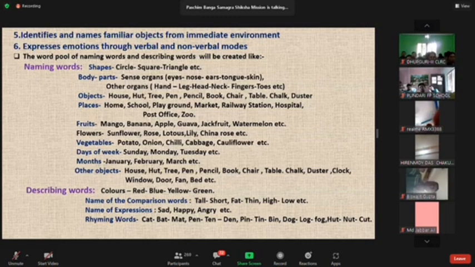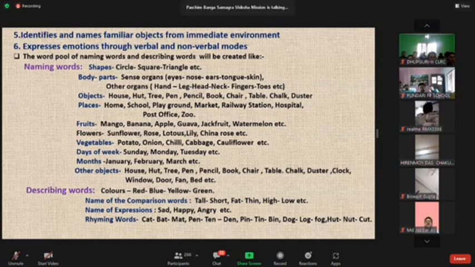Whenever we are using this theme with them, the days of the week, then we can use the calendar here, and some TLMs we can prepare to support them. Accordingly, the months January, February, March, etc., and the other objects.